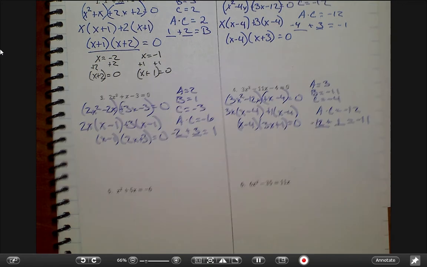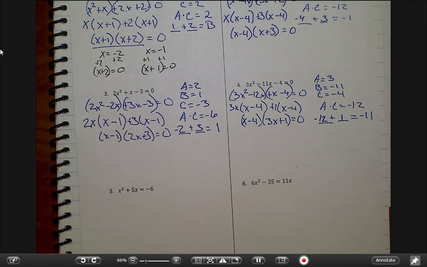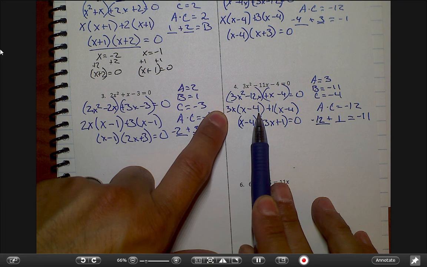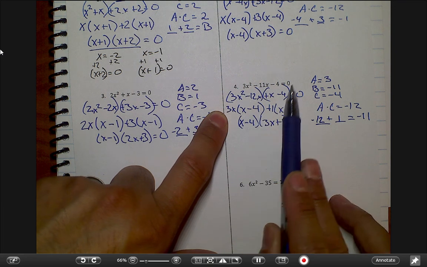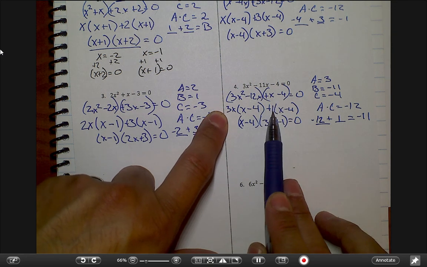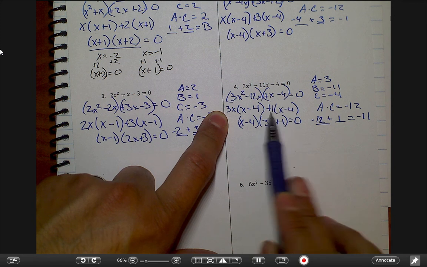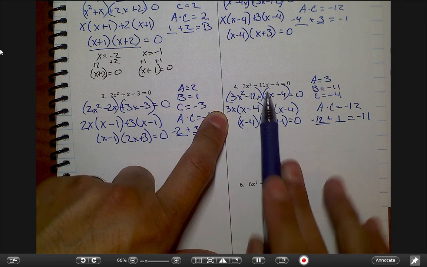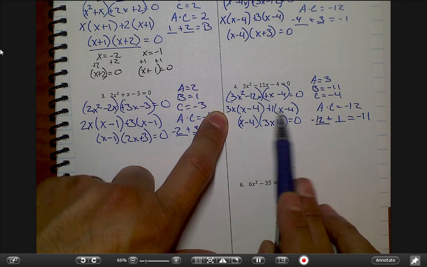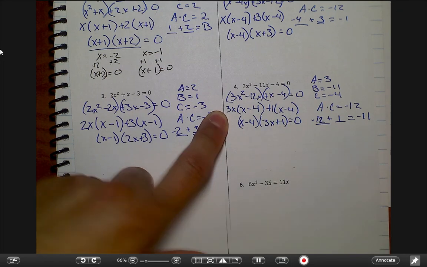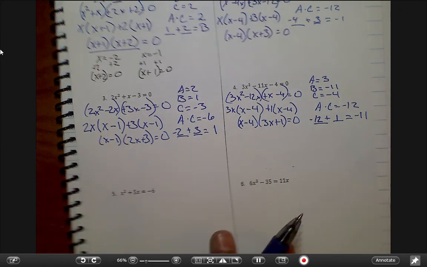Wait, what? What did you do with the negative 12? You divided it, right? Divide by 3. Why didn't you divide the negative 4 by 1? I did, because you always have to take out something here. So I took out a 1, which gave me the right format here. So x divided by 1 is x. Negative 4 divided by 1 is negative 4. Okay?